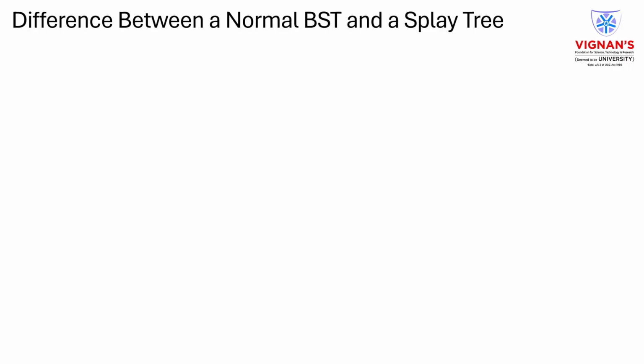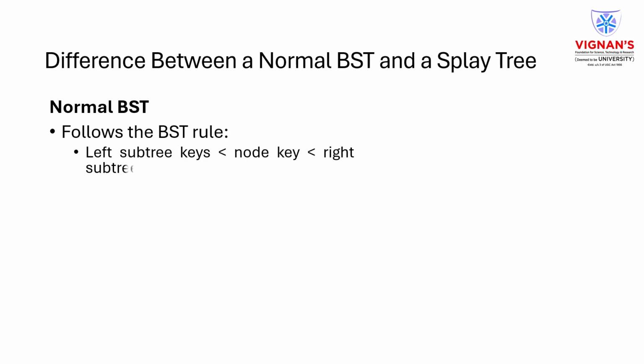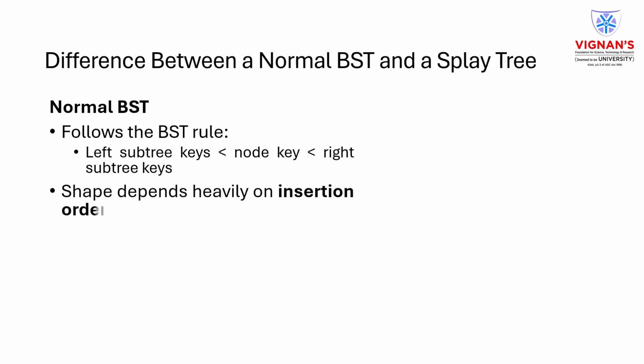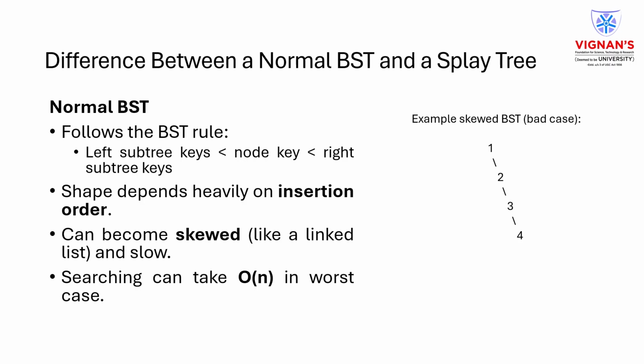Now we will see the difference between a normal BST and a splay tree. A normal BST follows the basic rule: left subtree keys are smaller and right subtree keys are larger. But the structure depends completely on the insertion order. If keys are inserted in sorted order, the tree becomes skewed, almost like a linked list. In this case, searching can take O(n) time, which is very slow.